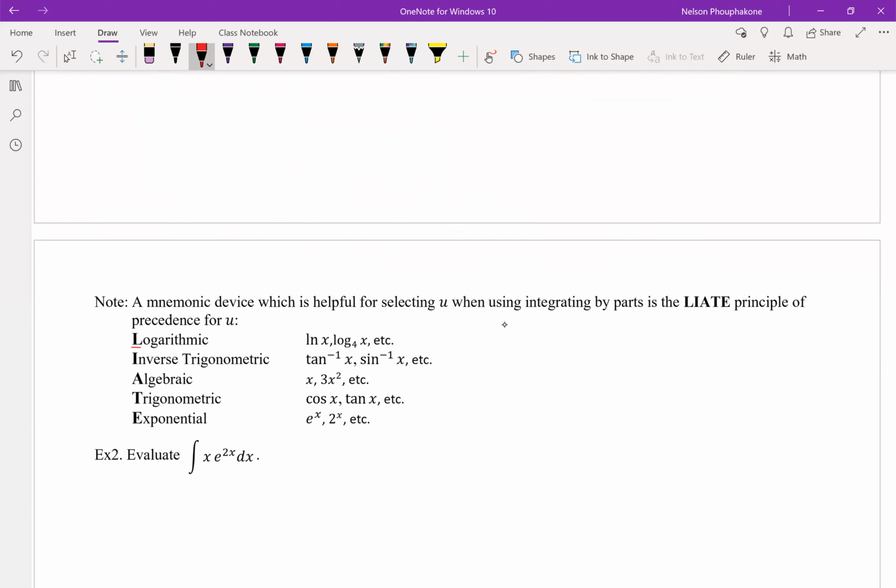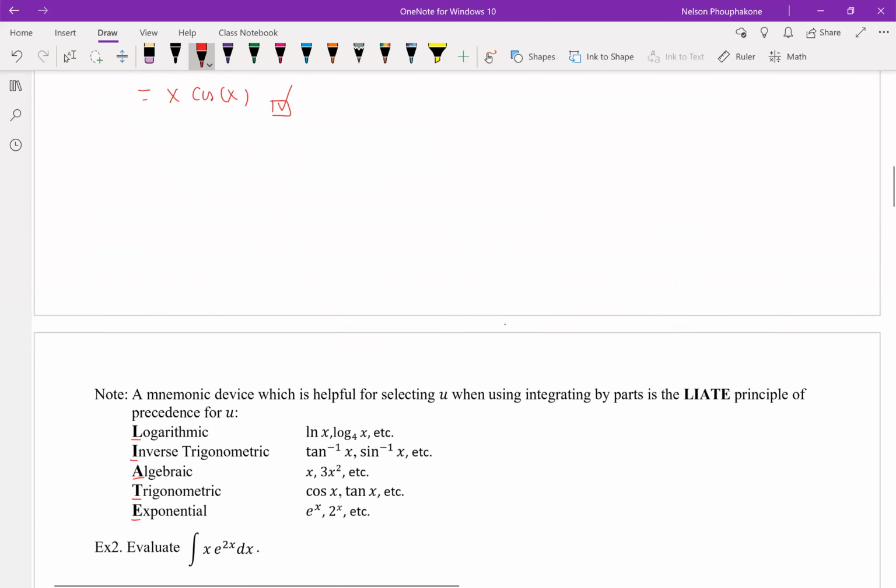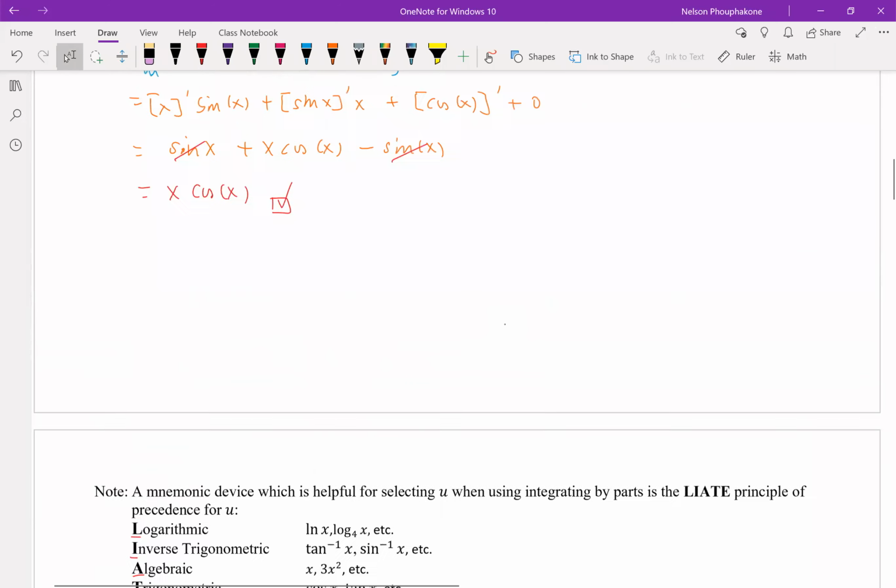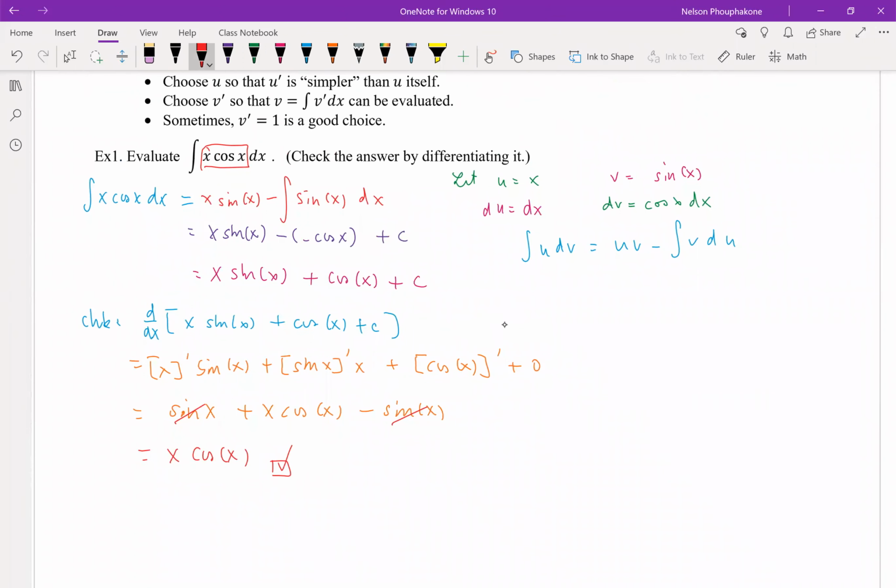Okay, precedence for u. This is how we follow it. L is for logarithmic, like log of x, log base 4 of x. I is for inverse trig, okay, tangent inverse, sine inverse. A is algebraic, like x squared, x to the power 4. T is for trig, so sine or cosine, and E is for exponential. Now you will see that based on this device, here x is algebraic, right? And then cosine is a trig. So that's why in this case we will let u equal x.